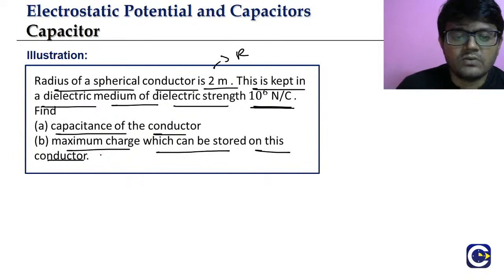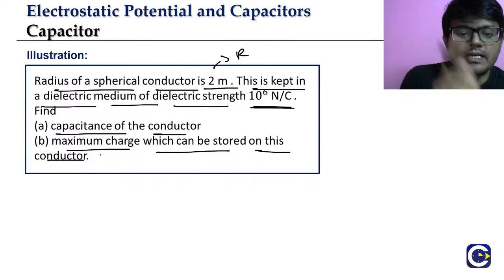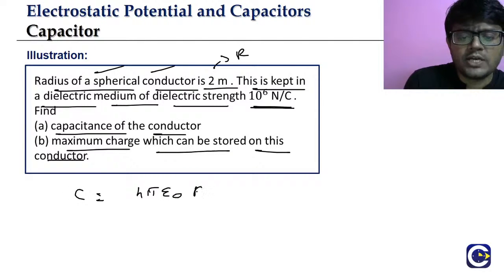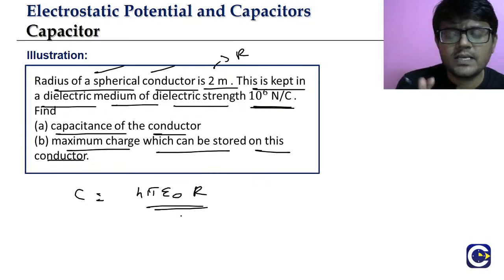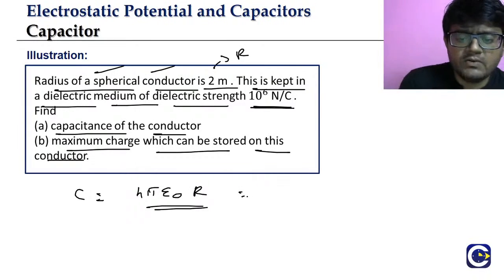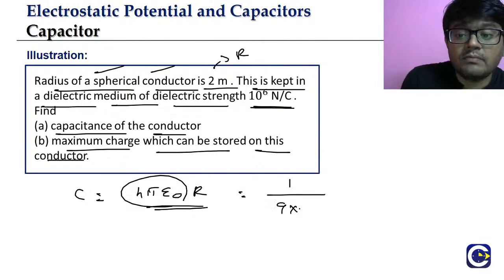What should we calculate? First we should calculate the capacitance of the conductor. How do we calculate it? Is it a straight formula? Since they say spherical conductor, what is the spherical conductor capacitance? It is 4 pi epsilon naught into r. I already told you, 4 pi epsilon naught we can take as 1 by 9 into 10 power 9, the SI unit value.